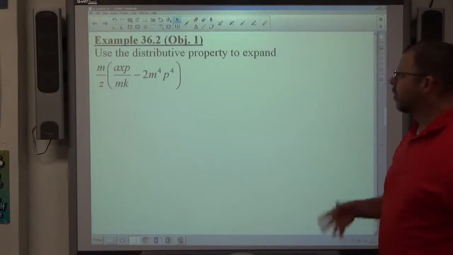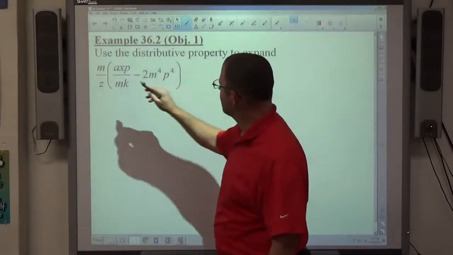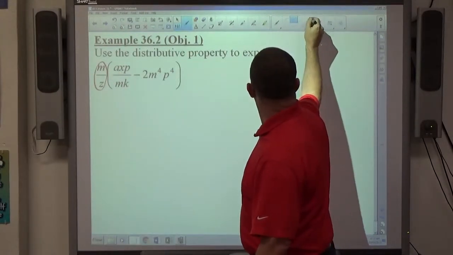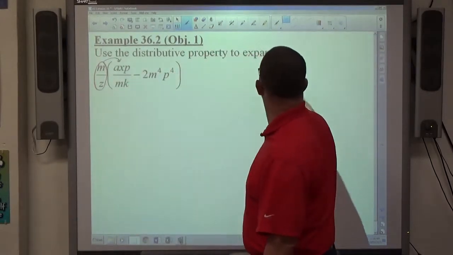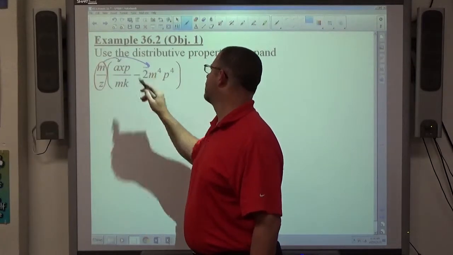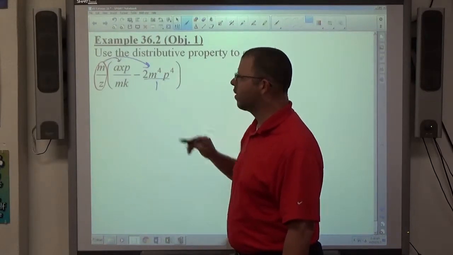Okay, example 2, more of the same. We have m over z outside, so this is our object we're going to distribute through the parentheses. And if I multiply m over z times axp over mk, and then m over z times minus 2m to the fourth p to the fourth. This isn't a fraction, but if I put it over 1 now it is.